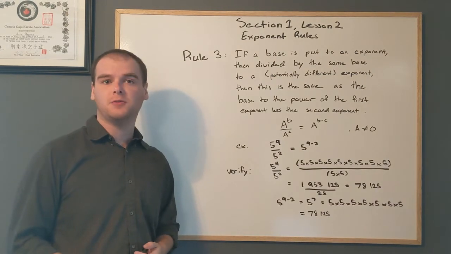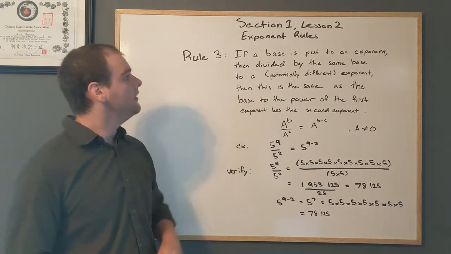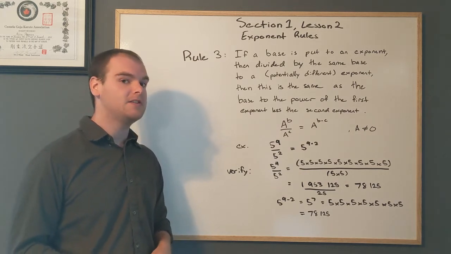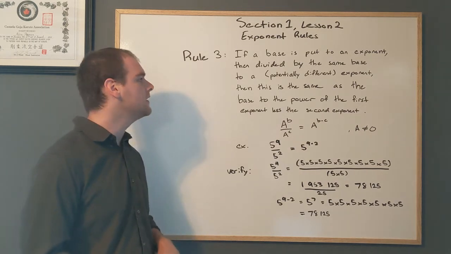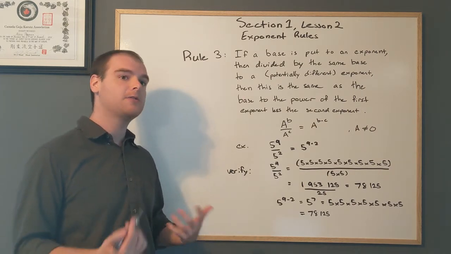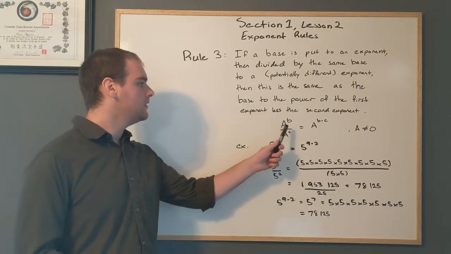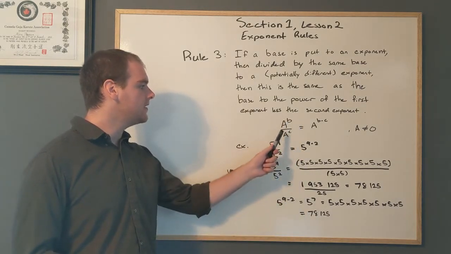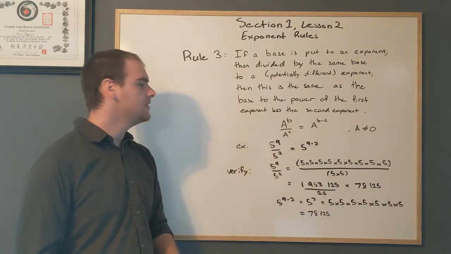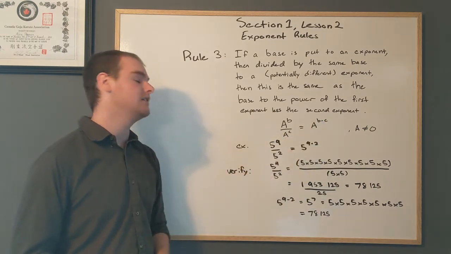The third and last rule we'll cover for this video is similar to the second rule. If we have a base and we put it to an exponent, and then we divide that by the same base to a potentially different exponent, then that's the same as writing that base to the power of the first exponent minus the second exponent. So here you have a to the power of b divided by a to the power of c. That's the same as a to the power of b minus c. So you just got to remember that the exponent on the bottom is being subtracted.